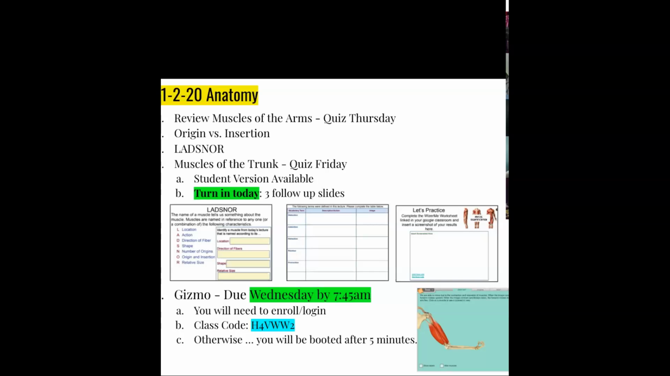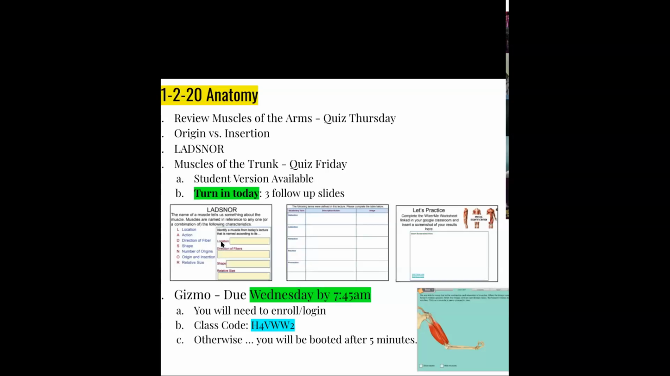Oh, and you guys had a number of origins. So you either put biceps brachii or triceps brachii. I wasn't looking for one muscle and then you tell me these four things about it. I was looking for four different muscles that use this in their name. Okay? And we're going to do that again today with today's muscles. So any questions about LADSNORE?